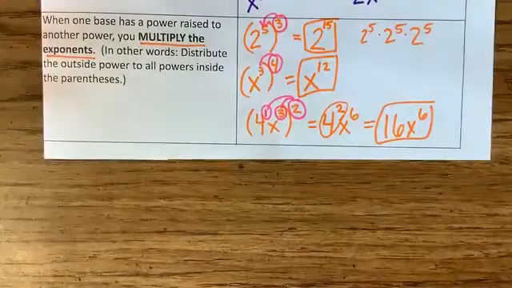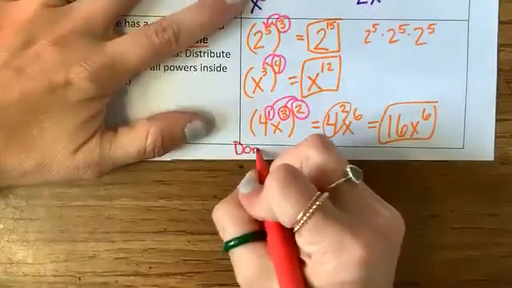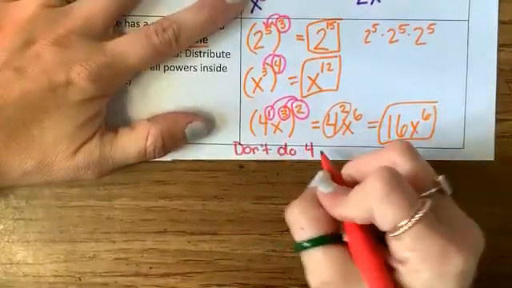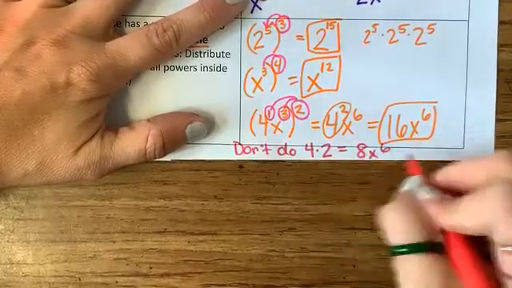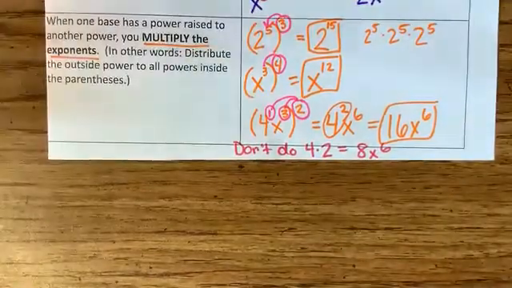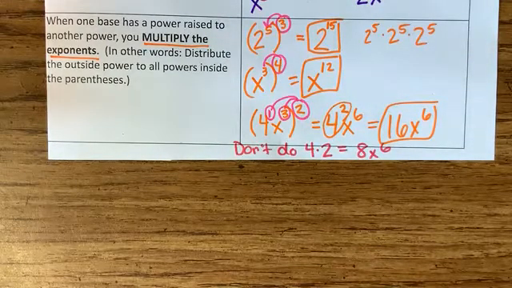Don't do this. Don't do 4 times 2 to get 8x to the 6th. Don't do that. Okay, that's not correct. It's inevitable. Someone's going to do it. They will forget that there's an exponent of 1 that has to be multiplied by the 2. And they'll multiply their 4 by the 2.